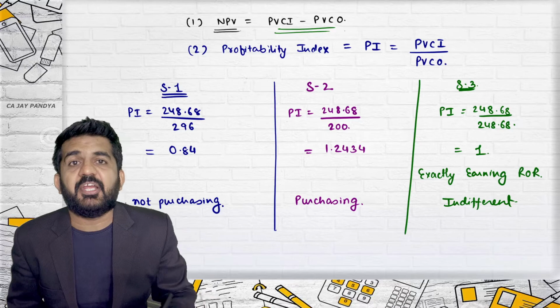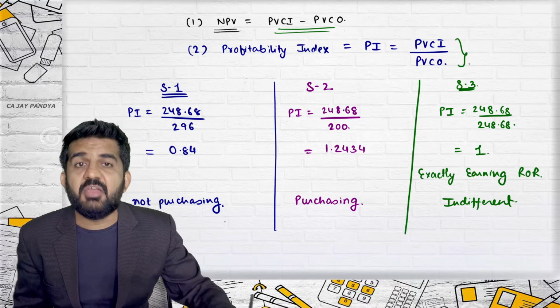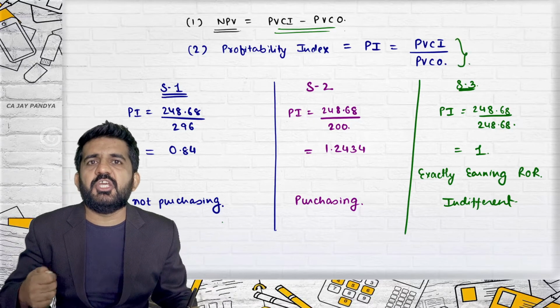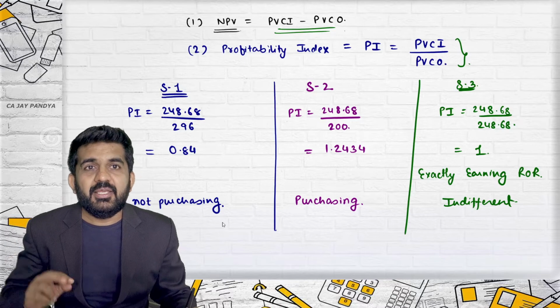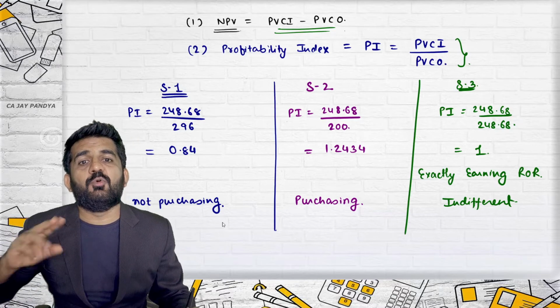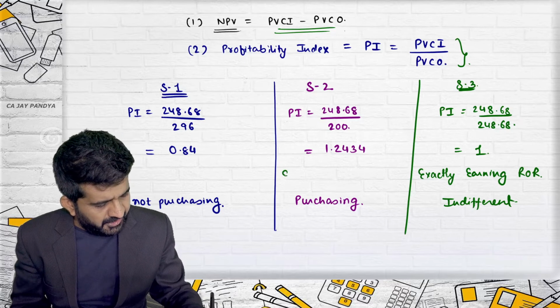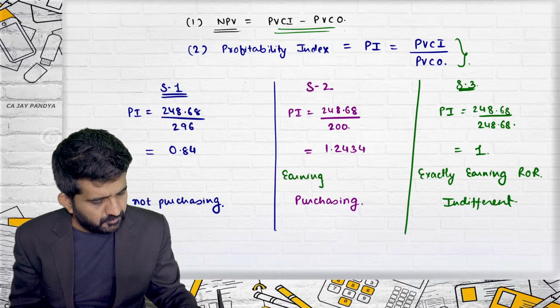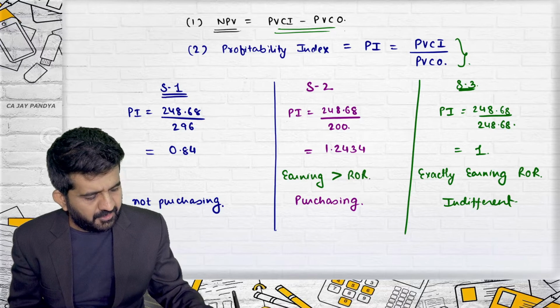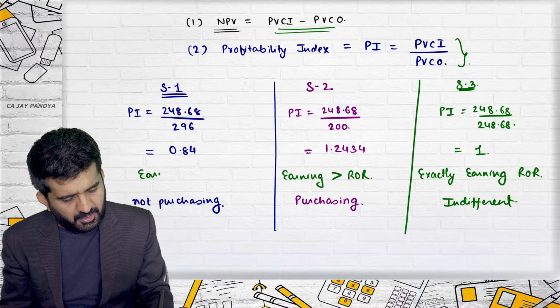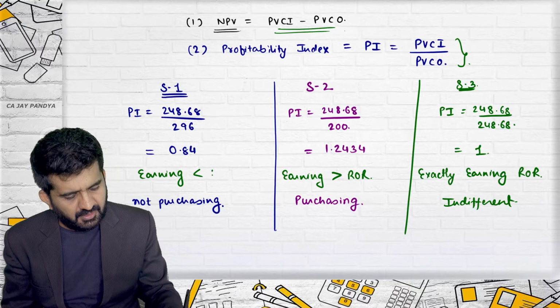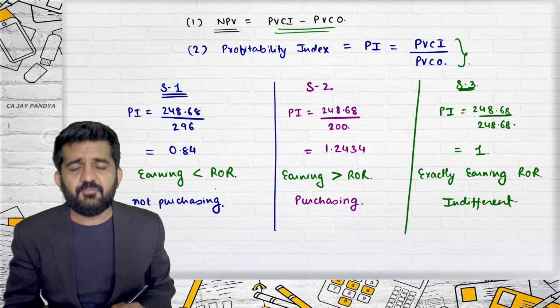If PI is greater than 1, now this is mathematics, try to understand. Here it was subtraction. Here it is division. In subtraction, 0 will come when both are equal. In division, 1 will come when both are equal. So, if it is greater than 1, you are earning more than required rate of return. If it is less than 1, you are earning less than required rate of return.